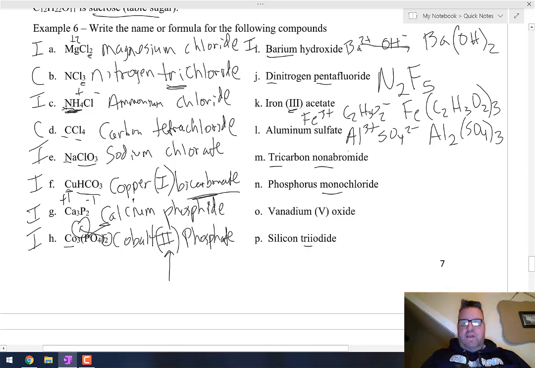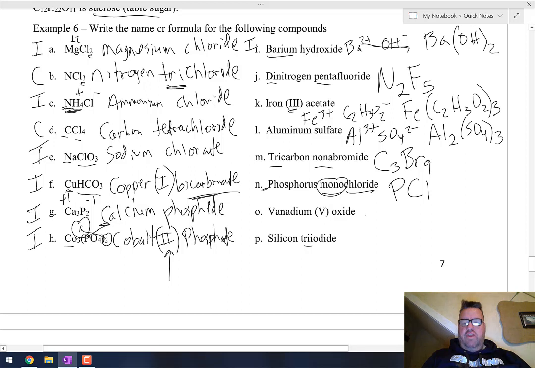Okay, letter M, we've got tricarbon, so carbon 3. Nana, bromide is bromine, and nana is the prefix for 9. So C3Br9 is what that would be. Okay, letter N, phosphorus monochloride. So phosphorus, there's no prefix in front of it, so that means 1 phosphorus. And then chloride is Cl, and it's mono, so we just need 1, so it is just PCl.